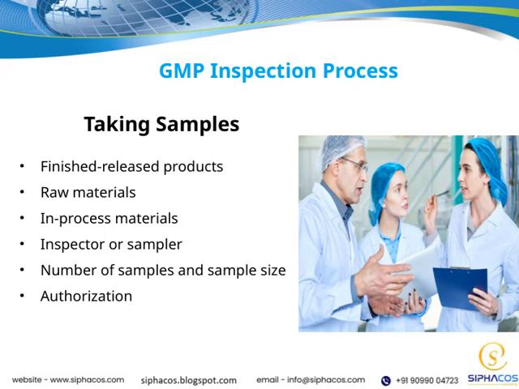Let's talk about taking samples, which is a crucial part of quality control in our manufacturing process. When we take samples, we can be looking at finished or released products to ensure they meet our standards. We also need to sample raw materials before they go into production to verify quality from the start. In-process materials are sampled during manufacturing to catch any issues early on.